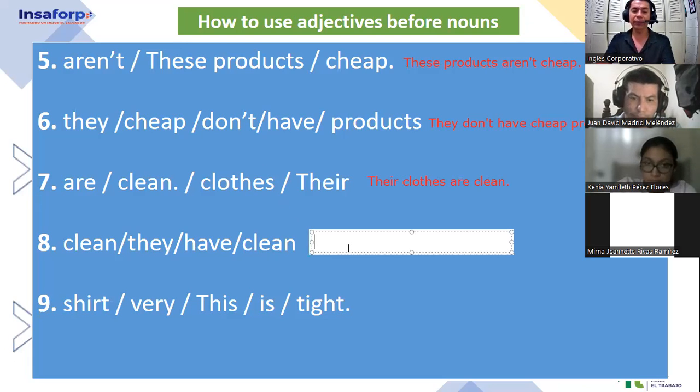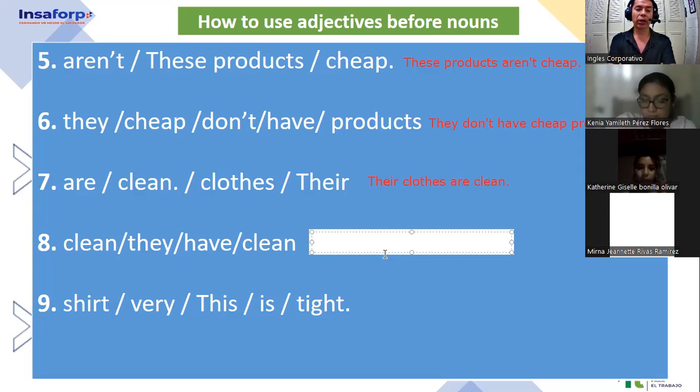And now, Kathy, number 8. Aquí hay un error. Por poner close, puse clean otra vez. Clean. Pero este es close. Aquí van a disculpar el oso que cometí. Es close. Vamos a ver.